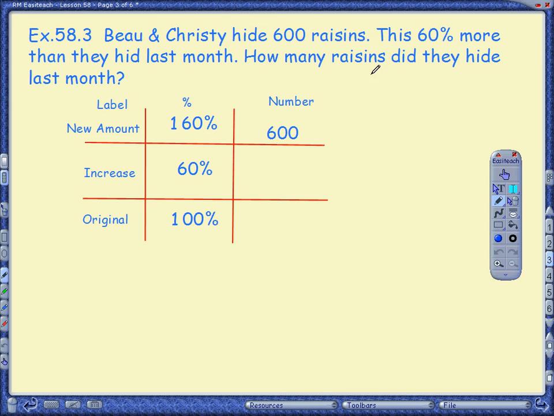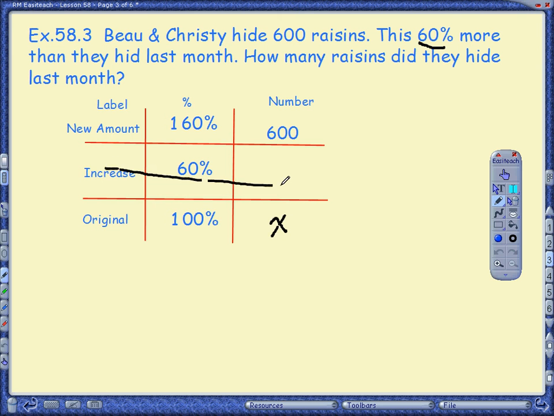Okay, this is a little bit different. This is a percent of increase. The original number that they had last month is 100%. The increase is 60%, and the new amount is going to be 160% of the original amount that they started with. They hid 600. We want to know what they hid last month, which was the original number.